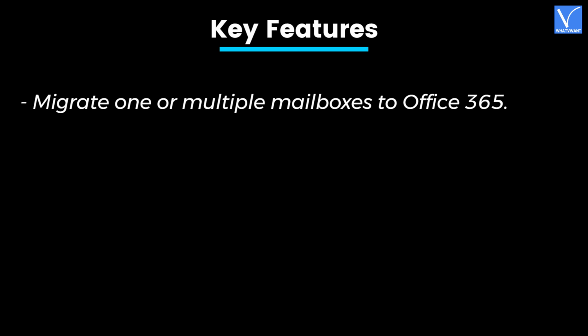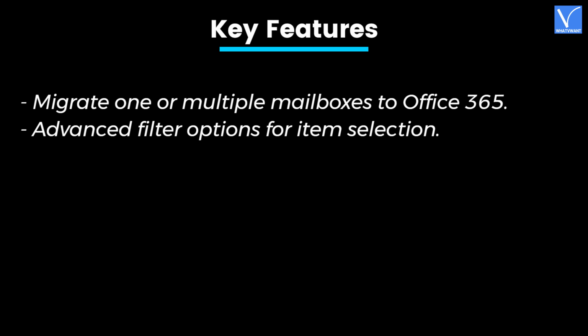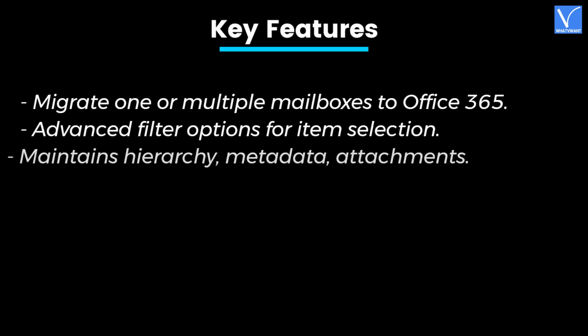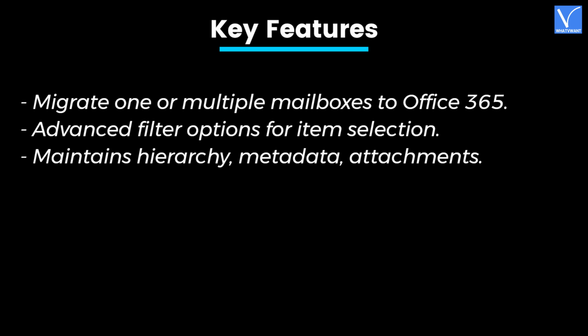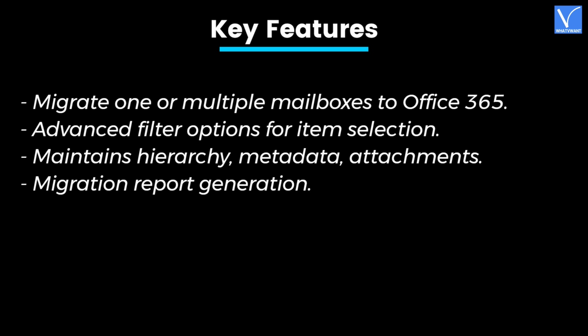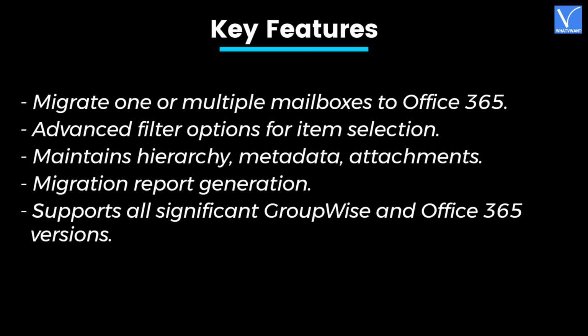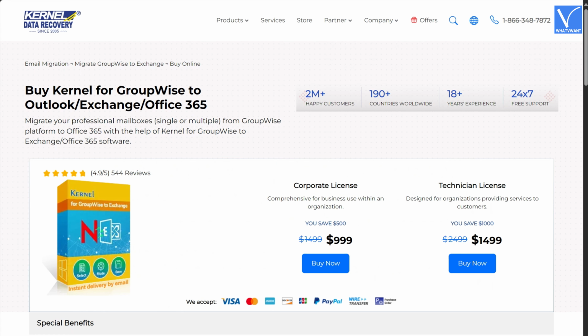Key features: migrate one or multiple mailboxes to Office 365. Advanced filter options for item selection. Maintains hierarchy, metadata, attachments. Migration report generation. Supports all significant GroupWise and Office 365 versions. Pricing. These are the prices of Kernel GroupWise to Office 365 migration tool.